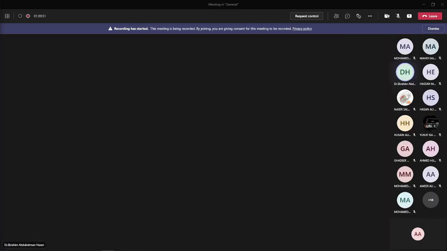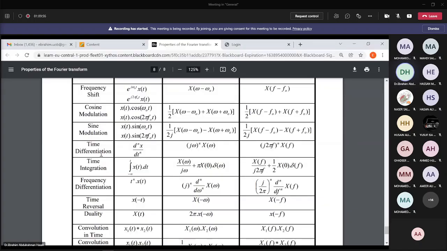Okay, so next important is time differentiation. Time differentiation is something new. I'm sure that you are familiar with it from circuit 2. So if we have a derivative in the time domain, then it is equal to j omega x of omega. First derivative equal to j omega x of omega. So second derivative is j omega squared x of omega, and so on.